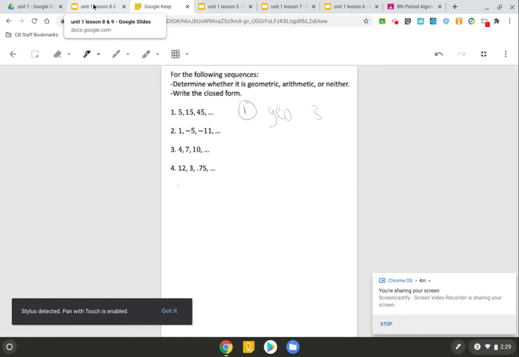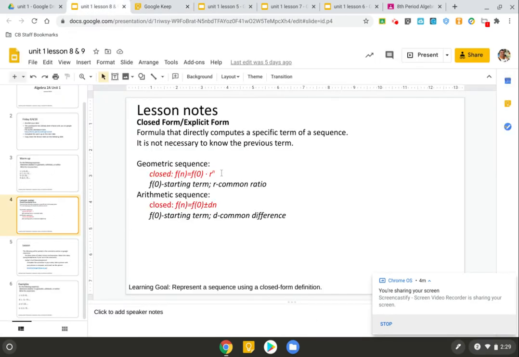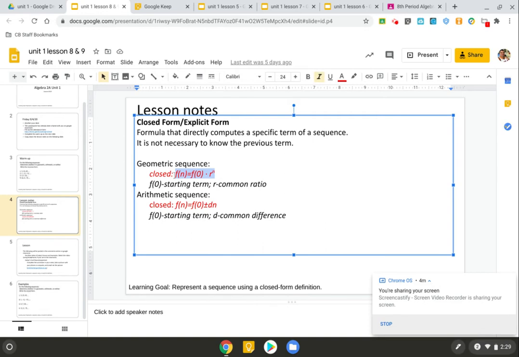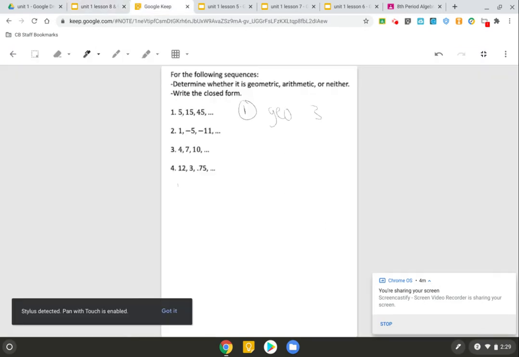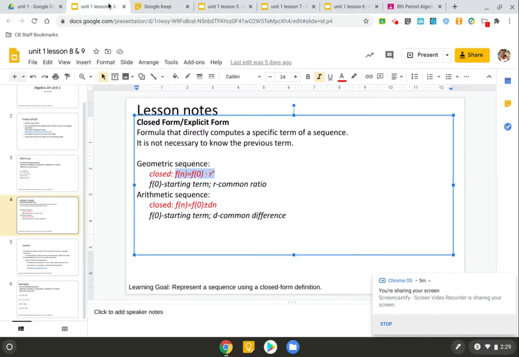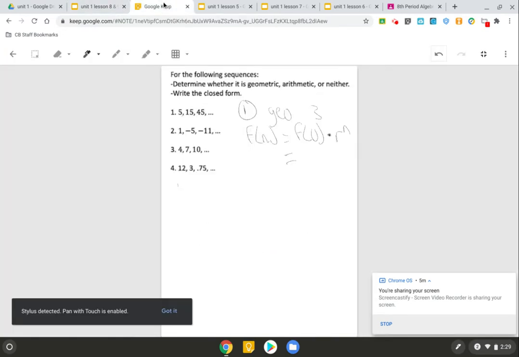Now that I know it's a geometric sequence, I'm going to go back to my notes and write down the formula for the closed form of a geometric sequence. It's going to be f of n equals f of 0 times r to the power of n. And we're going to simply fill in the numbers that we can. f of 0 is our starting term. Well, what is the starting term for the sequence? The starting term is 5.